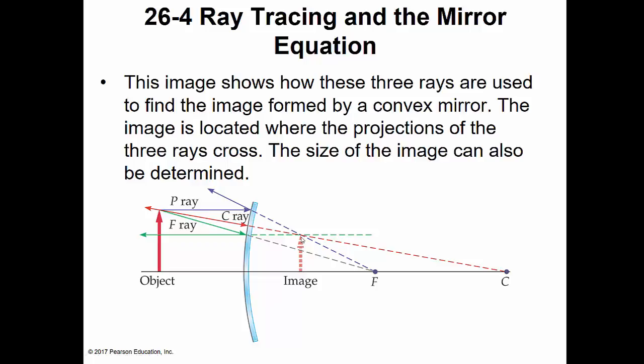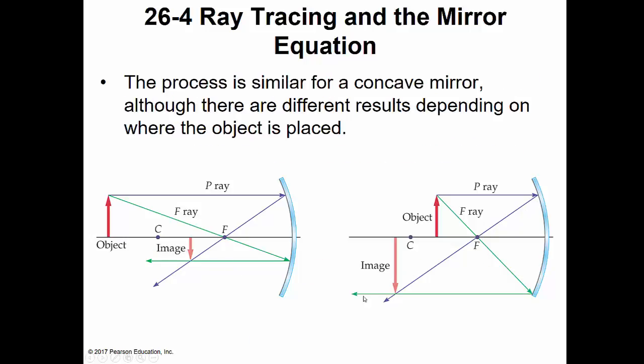Notice that it's upright, that it's virtual, and cannot be projected. Remember that the focal length of a convex mirror is negative because it diverges light. It always makes a virtual upright image. Notice that the image is behind the mirror where there's no light, versus a real image that would form over here. So let's look at a concave mirror.